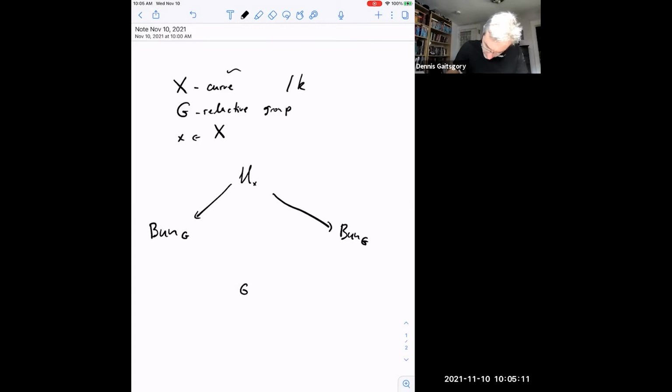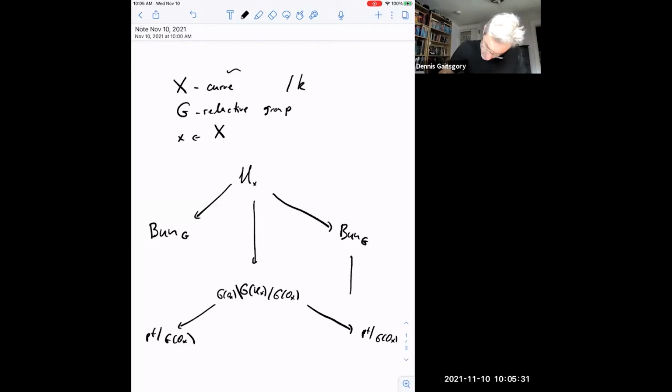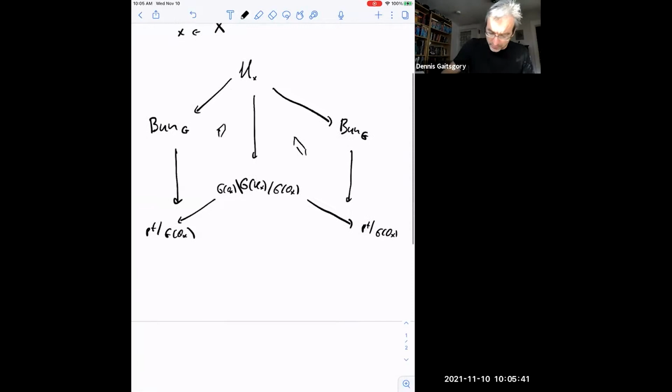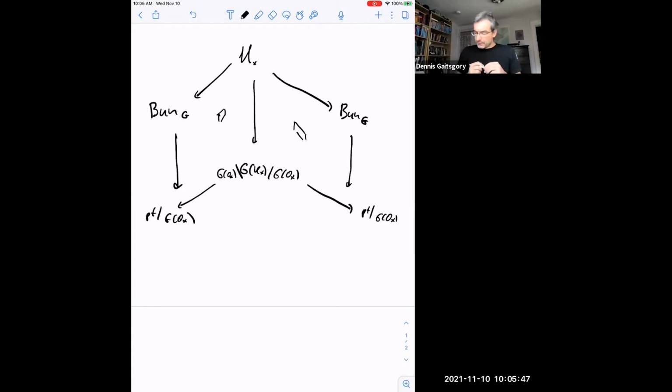This diagram downstairs is a groupoid, and both squares are Cartesian, which encapsulates the fact that this groupoid acts upstairs, it acts on Bun_G. And we use this diagram in both the function theoretic setting and the sheaf theoretic setting.